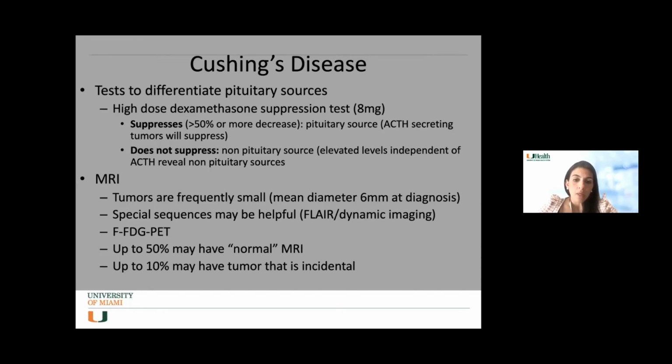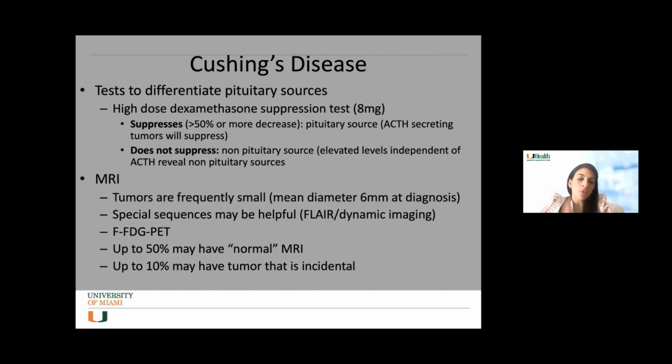There are certain special sequences that can be helpful, either FLAIR or dynamic imaging, GRASP imaging. This is where you give contrast, and then you take imaging sequentially over a period of time. Because of the blood flow through the normal gland versus the tumor uptake, it can be different, and that can show up on some of the MRI studies.